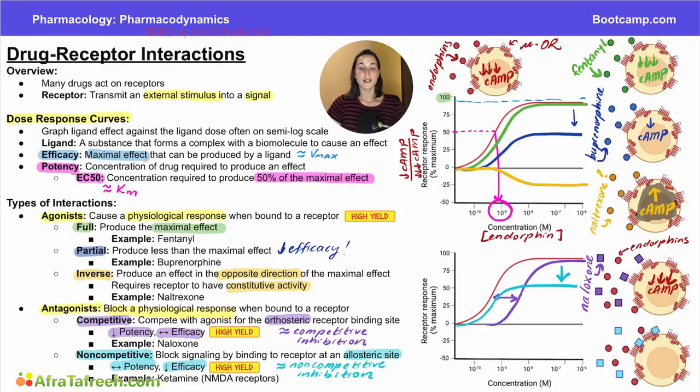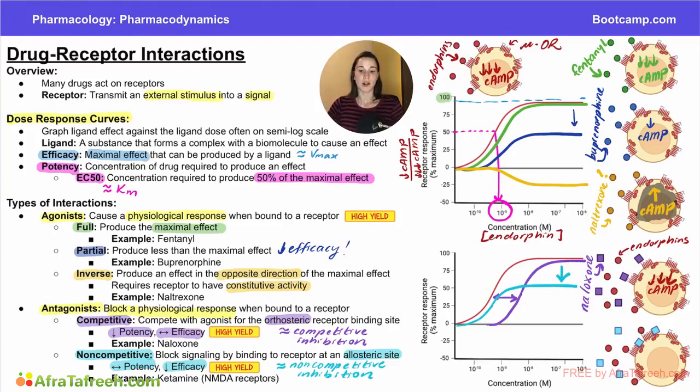To summarize, receptors are very common drug targets, and dose-response curves are great ways of assessing the mechanisms and properties of a drug. A super common Step 1 question will show you a curve like these and ask you to compare the potencies or efficacies of two curves, identify if something is an agonist or an antagonist, or identify if it's full, partial, inverse, competitive, or non-competitive.